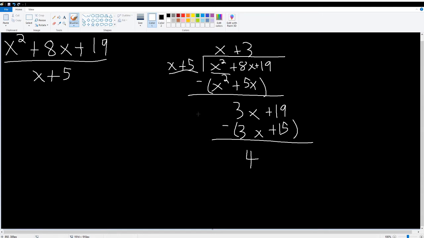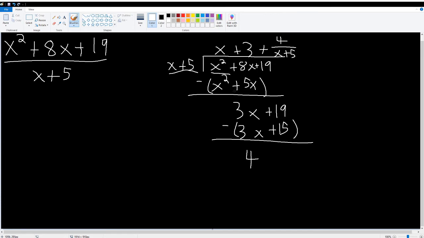So what's my answer? My answer is x plus 3 plus 4, this is the remainder part, over x plus 5. So what's going on here? This is very similar to how we did the long division. We got a remainder, and we put it over its divisor. Within each step, we ask ourselves, how many times does the divisor go into the first term, and we keep going forward, just like you saw previously with just numbers.